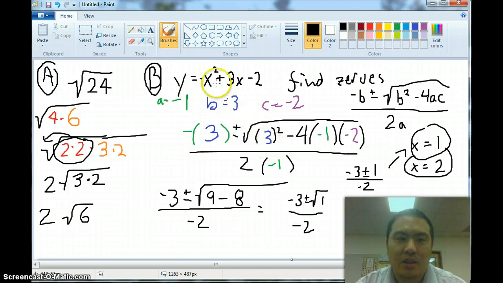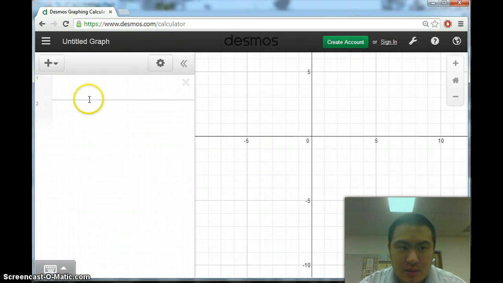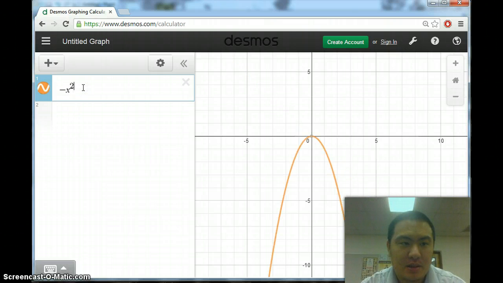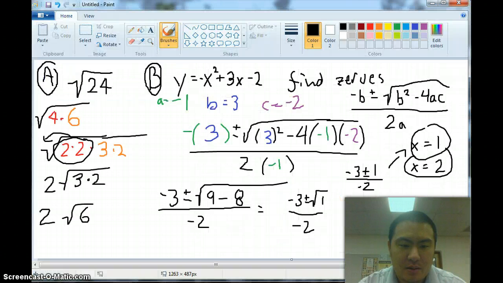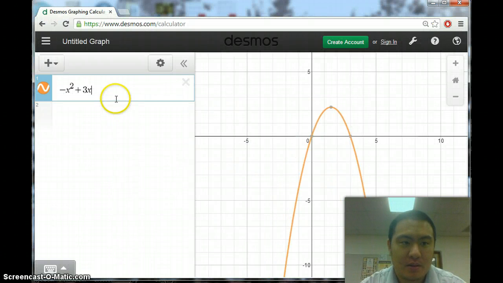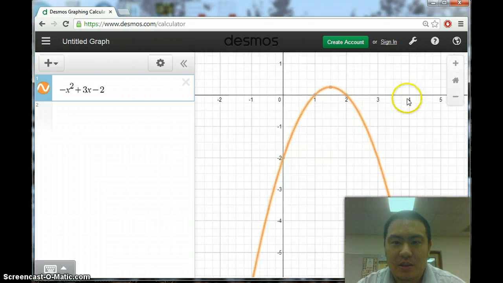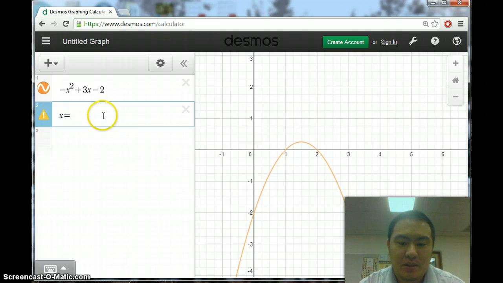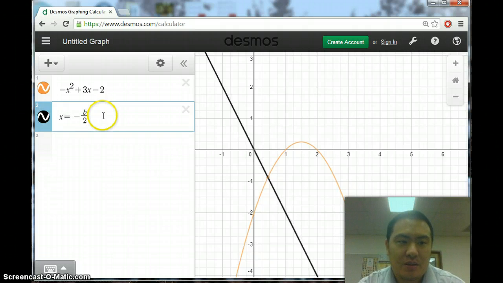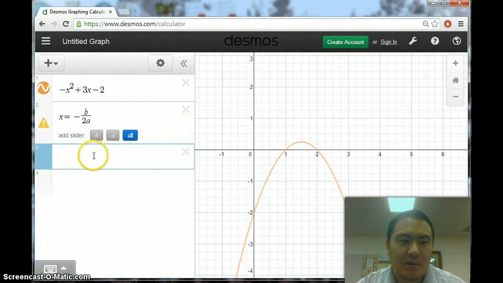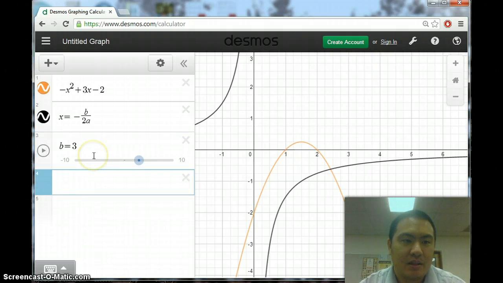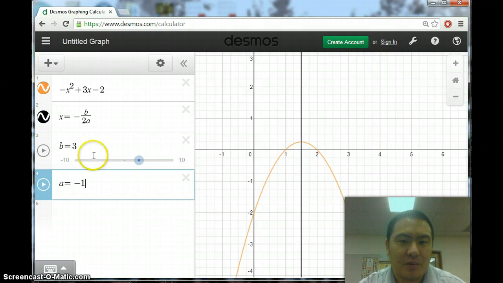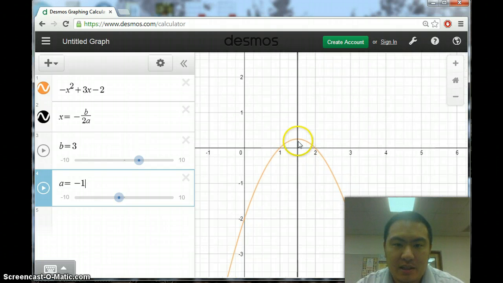And just to make sure, I'm going to take this, plug it into Desmos, and show you guys. It was -x squared plus 3x minus 2. Alright, so here we go, looking at it. We found our vertex, and you can do that from x equals -b over 2a. I would just say b equals 3 and a equals -1, and you can see right there that would be my axis of symmetry.